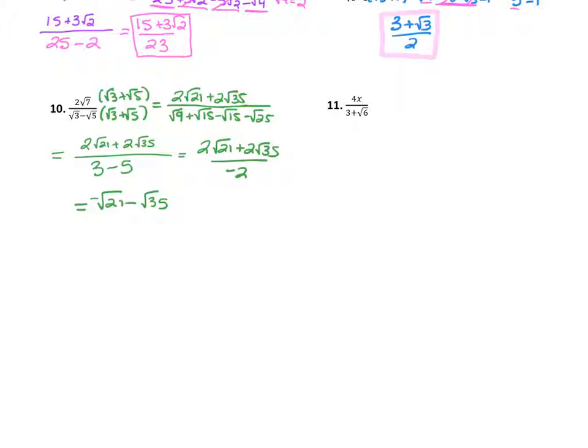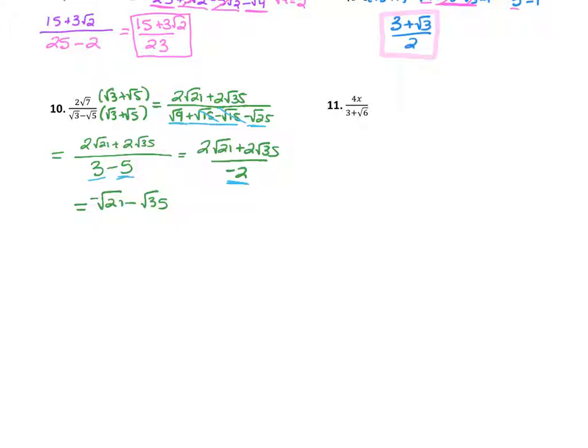In number 10, my conjugate would be root 3 plus 5, which I'd multiply on the top and the bottom. In the top, I would distribute, and I would get 2 root 21 plus 2 root 35. In the bottom, I would get root 9 plus root 15 minus root 15 minus root 25. Again, I have a positive root 15 and a negative root 15, so those are going to subtract. Square root of 9 is 3, and the square root of 25 is 5, subtracted. So I end up with a negative 2 in the denominator.